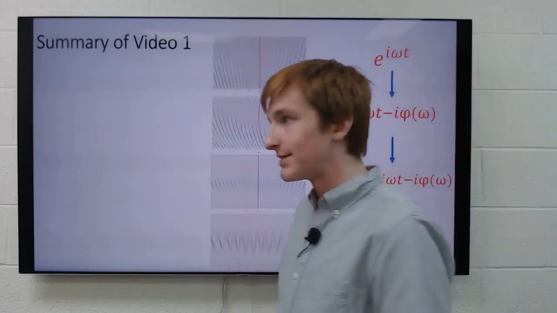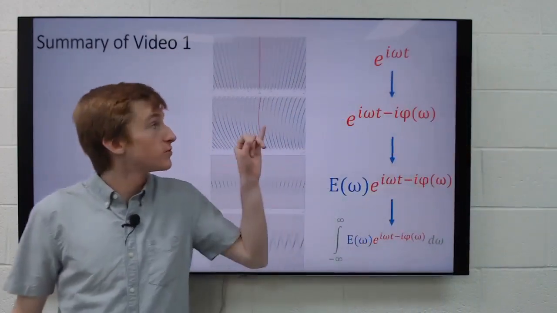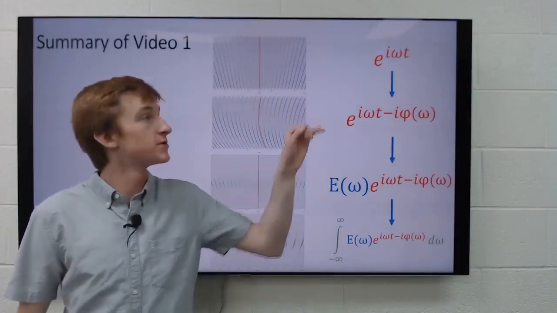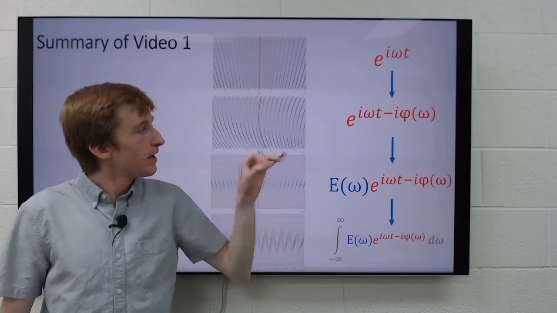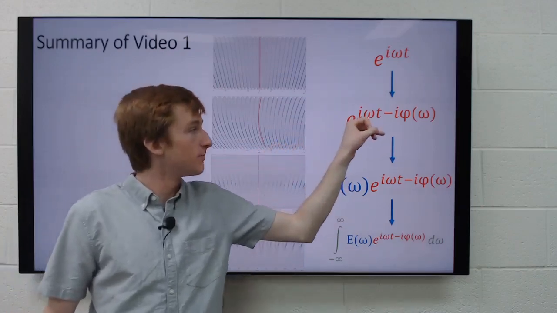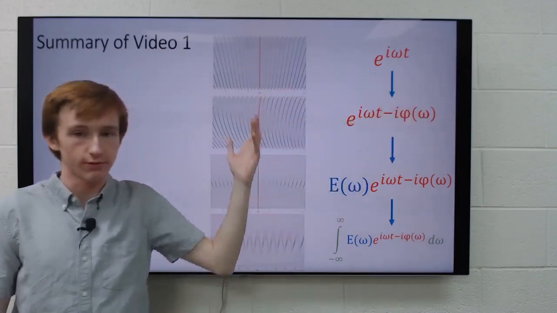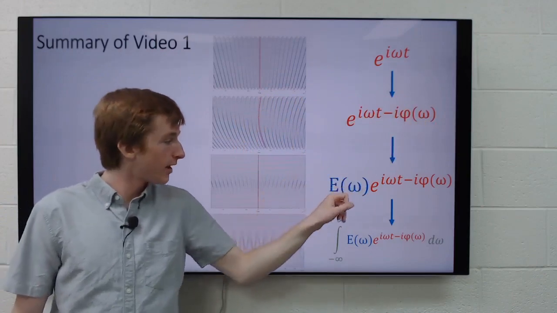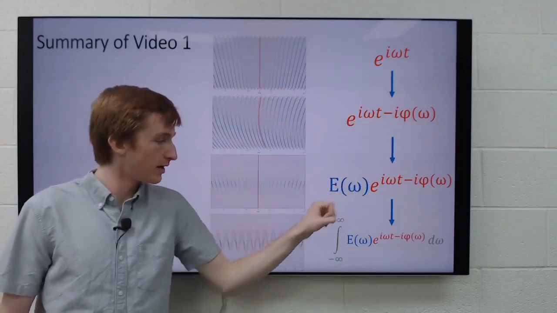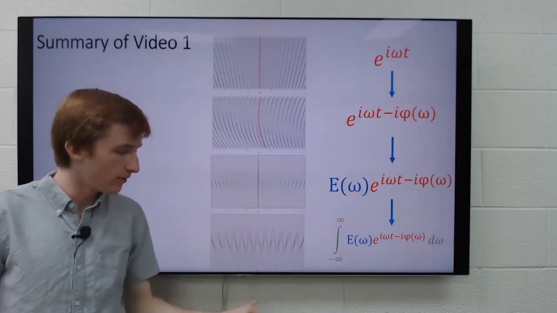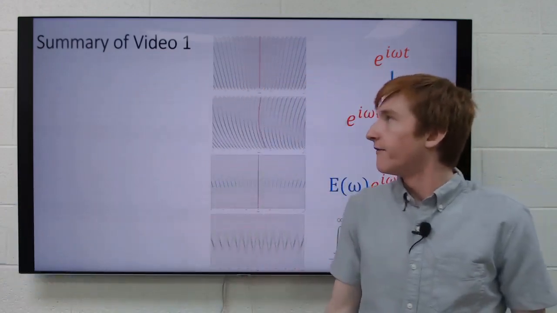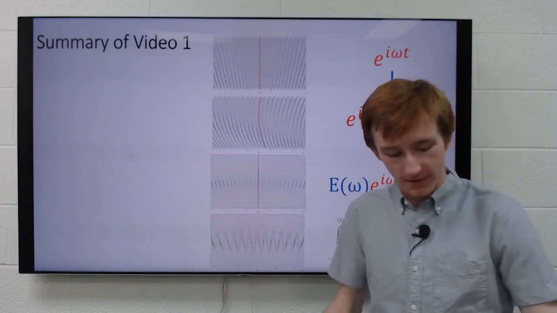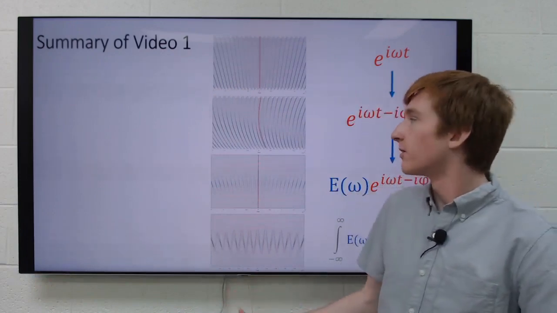Then we wanted to write this in sort of an equation form. So first we said, okay, we want to plot a bunch of waves. So we use e^(iωt), and we get a diagram that looks like this. And then we wanted to control the phase, so we did minus iφ(ω) to get control of the phase. And then we added an E(ω) up front to adjust the amplitude. And then we added an integral sign to sum up all of the waves as if they were interfering to get the pulse. If you want any more detail than that, you have to go to video 1, but that was just a quick recap of what we talked about.